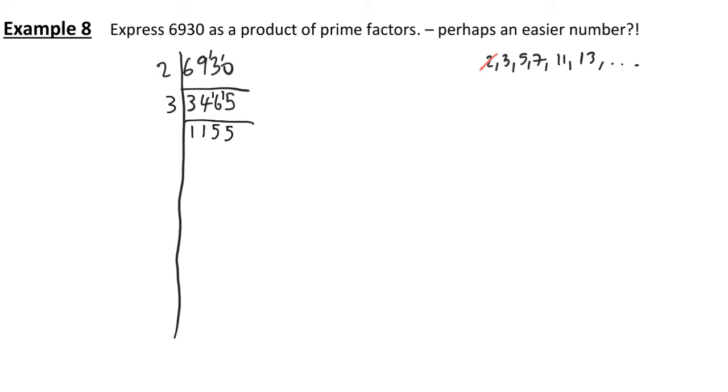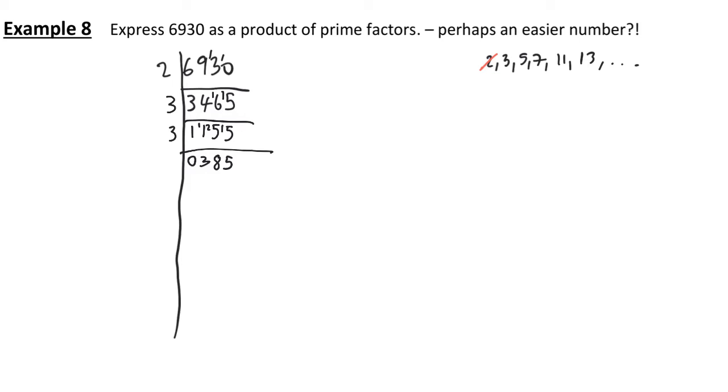Let's see if the number 1155 is divisible by 3. So 5 and 5 is 10 and 1's 11 and 1's 12. So yep, it is. So let's go again. 3 into 1 doesn't go, so put down a 0, carry a 1. 3 into 11 goes 3 times, remainder 2. 3 into 25 goes 8, remainder 1, and 3 into 15 goes 5.